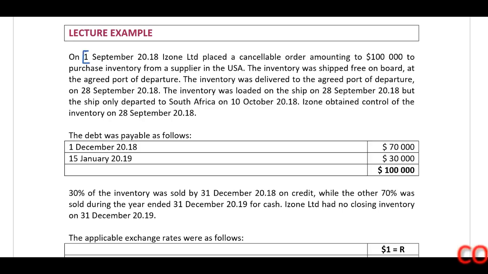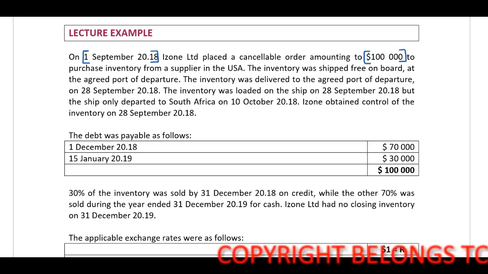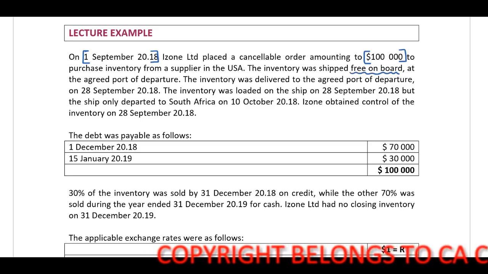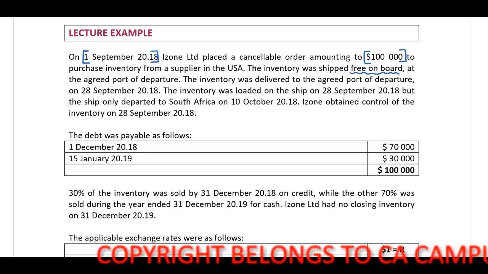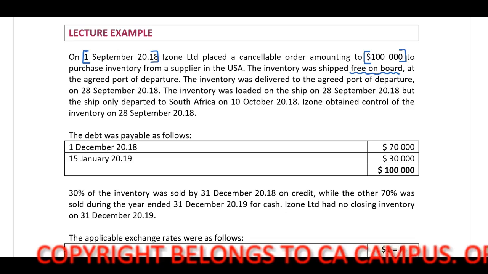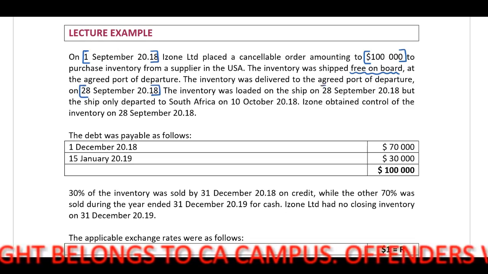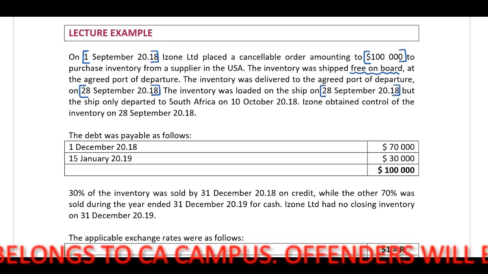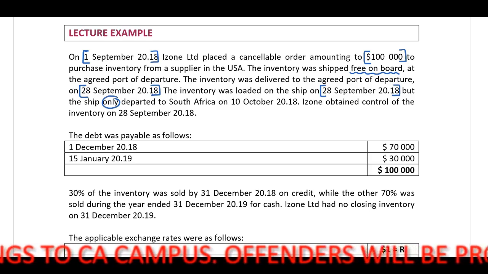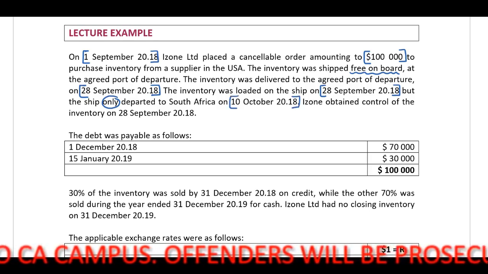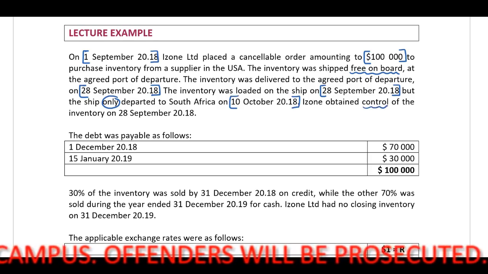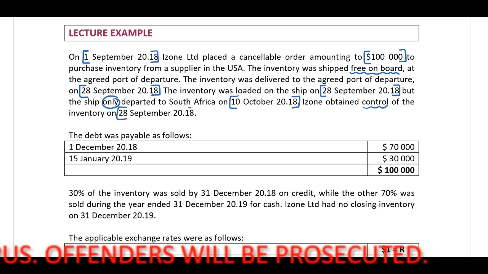On 1 September 2018, ISO Limited placed a cancelable order amounting to $100,000 to purchase inventory from a supplier in the USA. The inventory was shipped free on board at the agreed port of departure. The inventory was delivered to the agreed port of departure on 28 September 2018. The inventory was loaded on the ship on 28 September 2018, but the ship only departed to South Africa on 10 October 2018. ISO obtained control of the inventory on 28 September 2018.